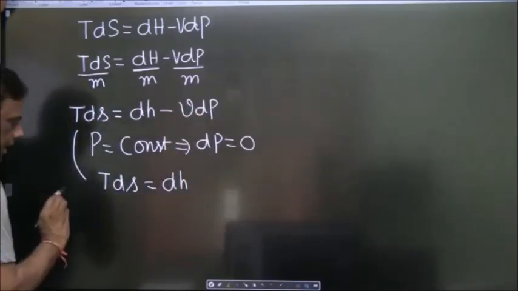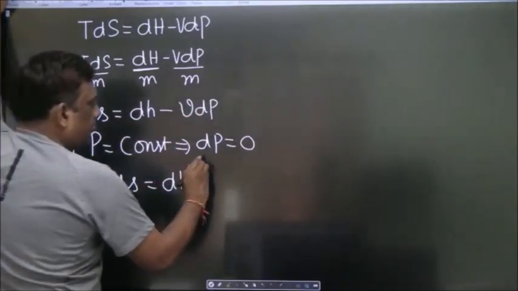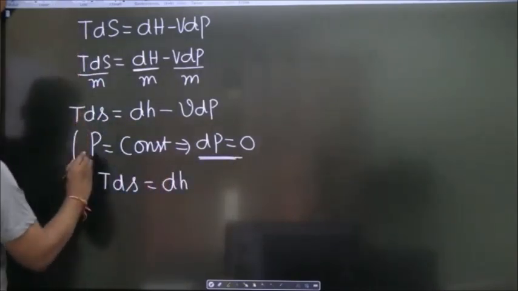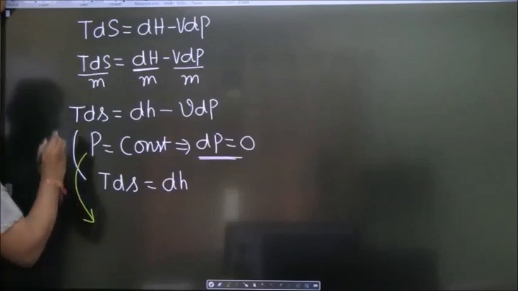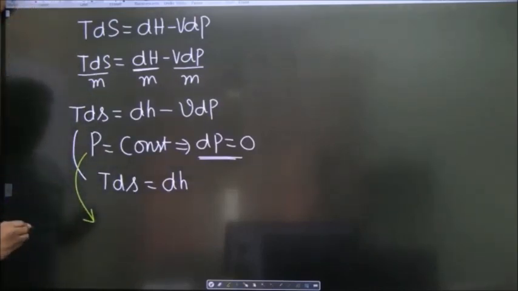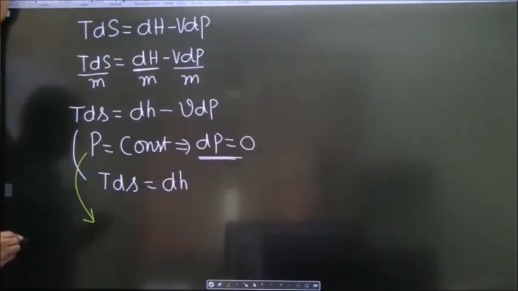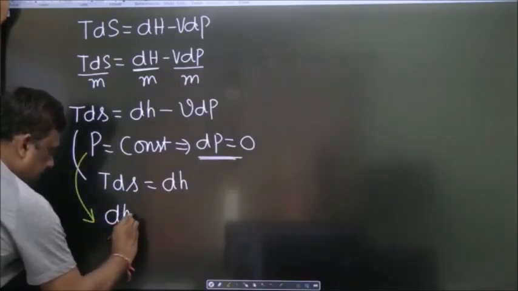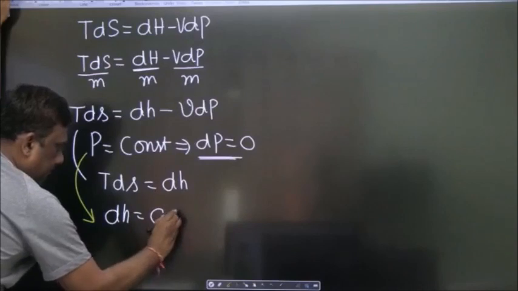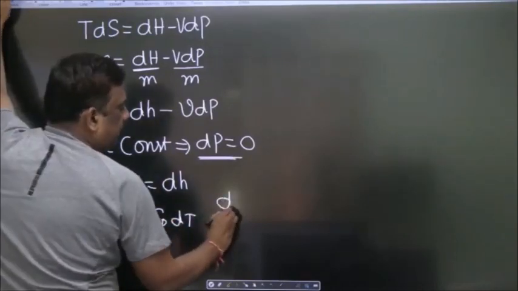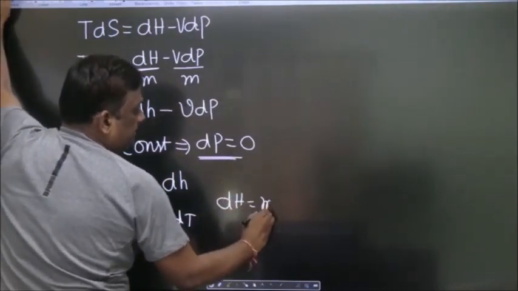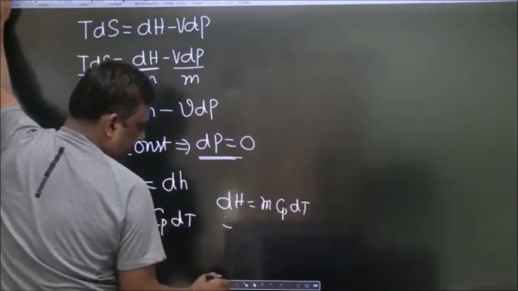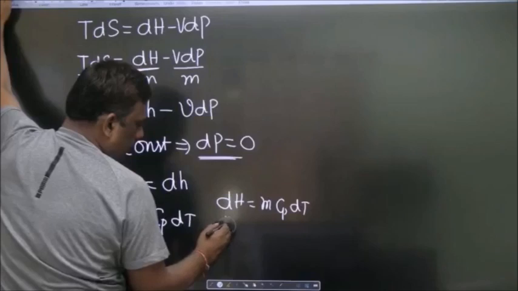Now, my dear students, what is the process? Constant pressure. And for constant pressure, dH is equal to Cp dT, or capital dH is equal to m Cp dT. So if I divide with mass, it will be small dh is equal to Cp dT. No problem at all.